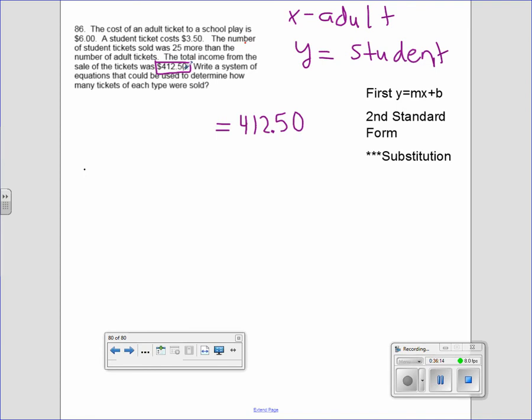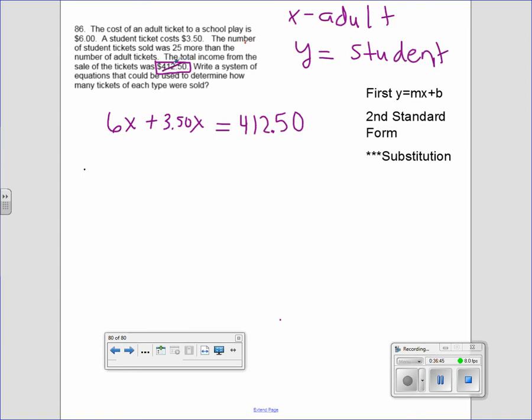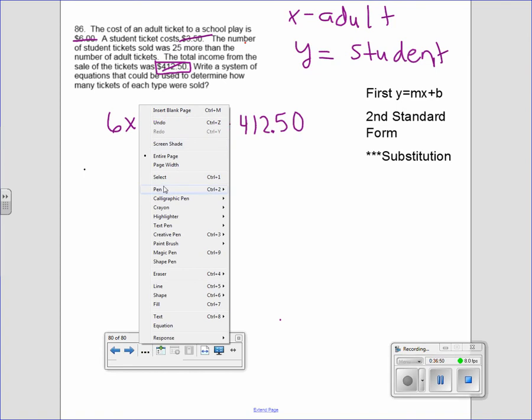So let's think about this. 412.50 represents the total income from ticket sales. So what went into the ticket sales? Well, each adult ticket was $6, and I need to add that to each student ticket, which was $3.50. So $6 per adult ticket plus $3.50 per student ticket is going to equal a total of $412.50. So there's my first equation. We use 412.50, that's gone. We use 6 and we use 3.50, those are gone. We can't use them again.